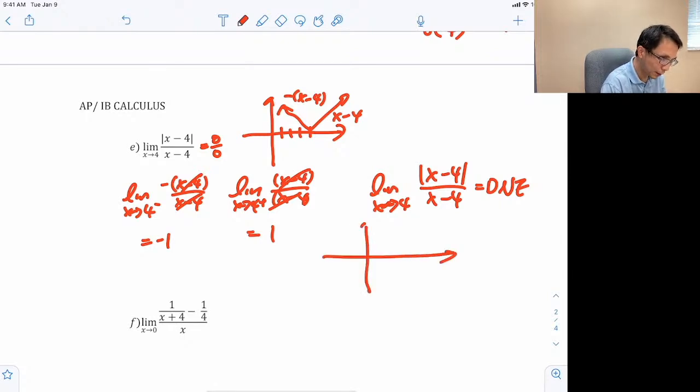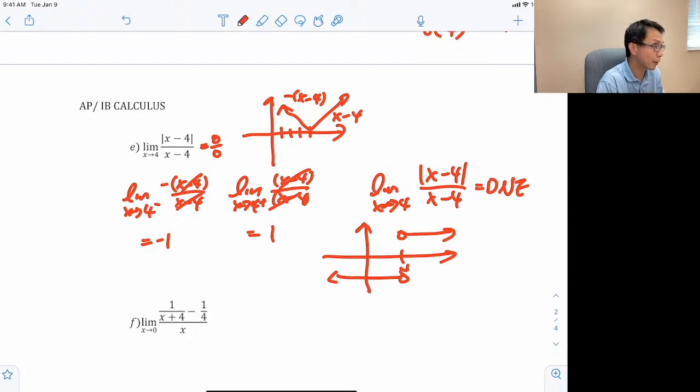If you graph this at 4, you're going to have something like this. And if you graph it, you're going to see it very, very clearly. It's going to be a discontinuity. If it's approaching a single number, you have to approach it from both sides to decide that.